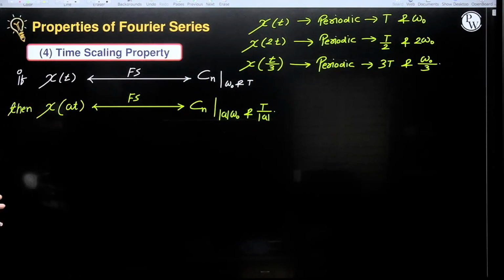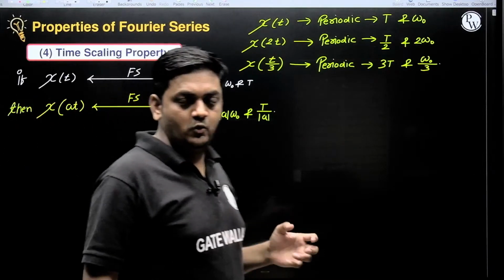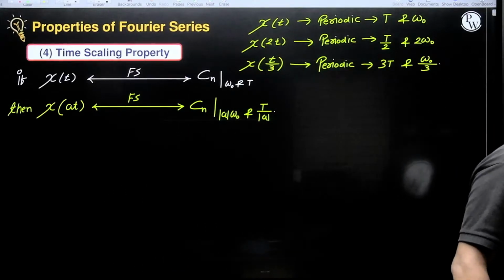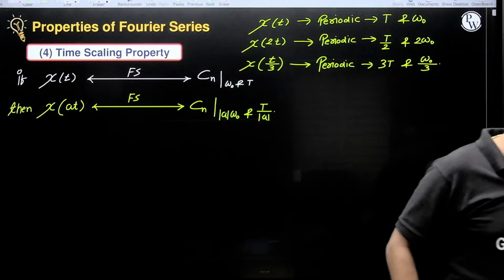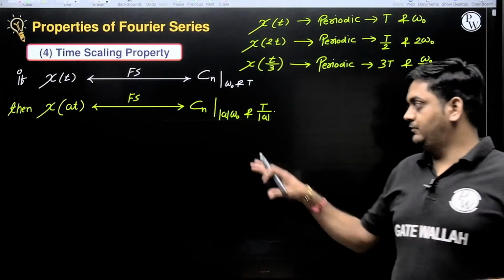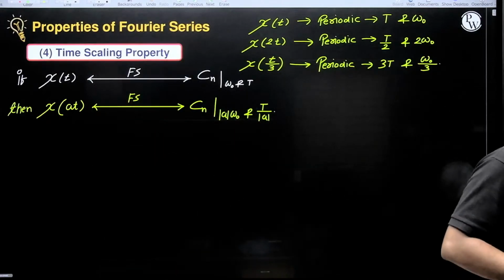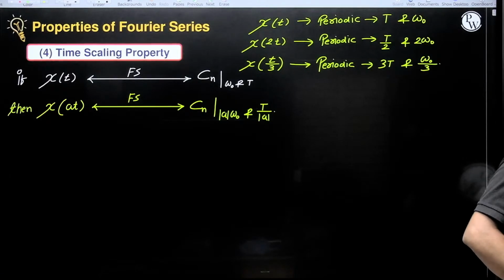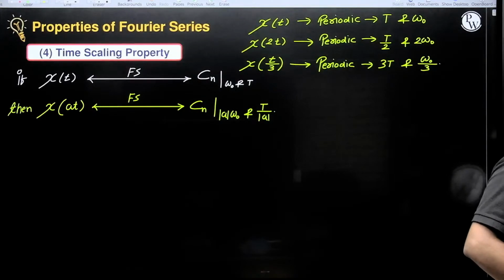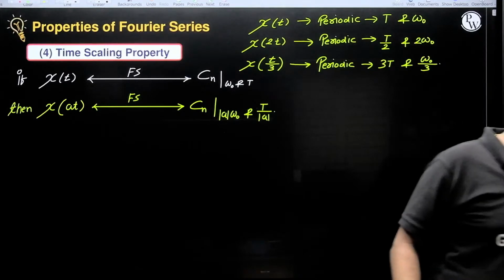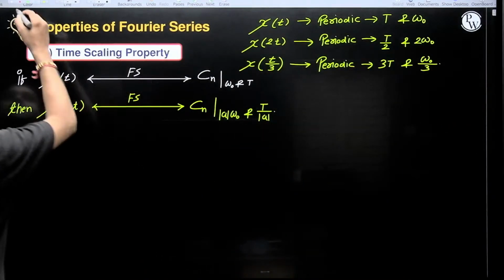If you want proof, I can give you proof also. Do you want proof, or an example based on this property? What do you want from this property? Do you want one example, or you want proof, or both? Example, okay, very good. You want an example.